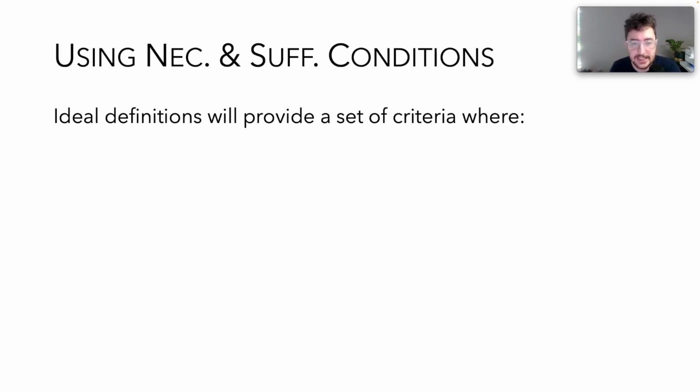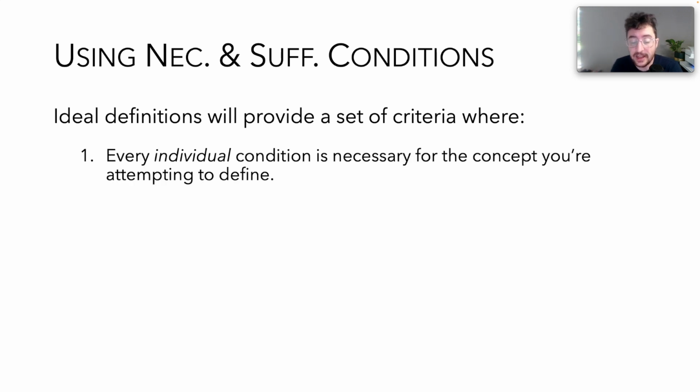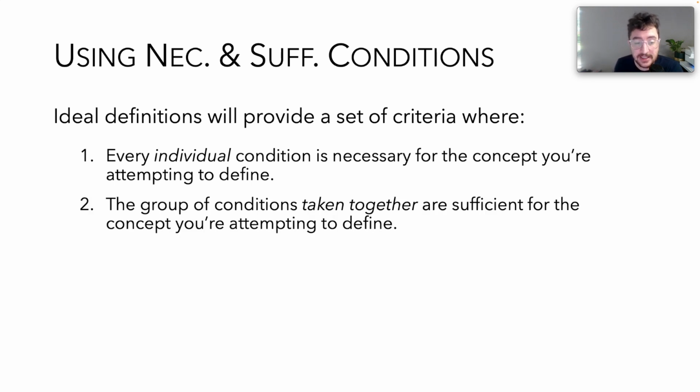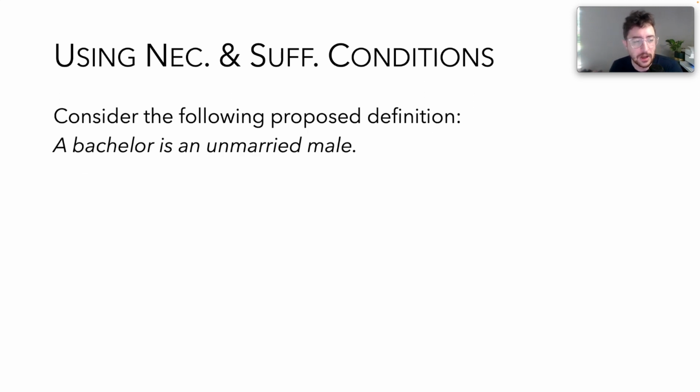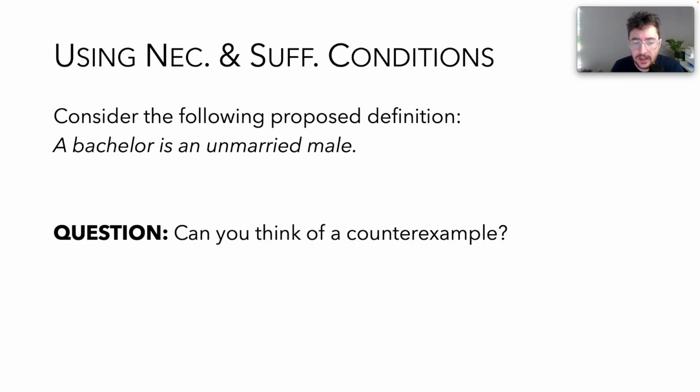Now, another reason necessary and sufficient conditions are important is because oftentimes we'll be interested in trying to explain an idea, to give a definition of a concept or word or phrase. An ideal definition is one where everything in your definition is necessary for the thing you're trying to define, and everything taken together, the group of conditions in your definition, is sufficient for the concept you're attempting to define. So imagine someone says, look, a bachelor is an unmarried male. They try to give that definition. Can you think of a counterexample to this kind of definition?